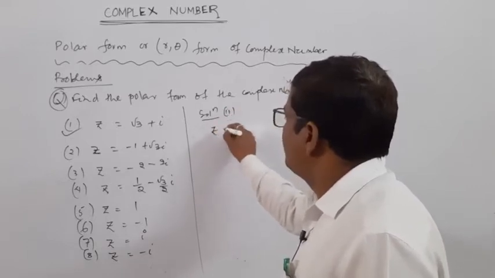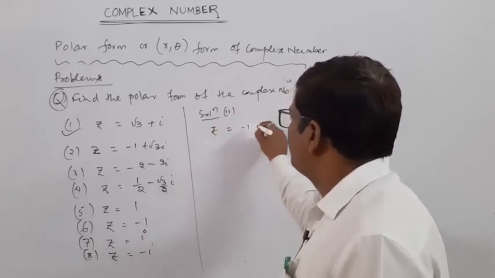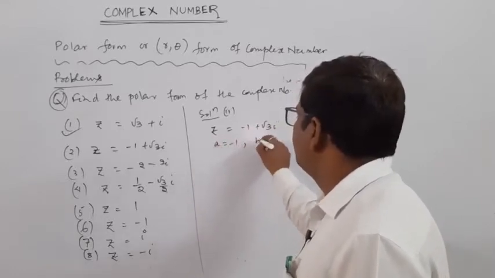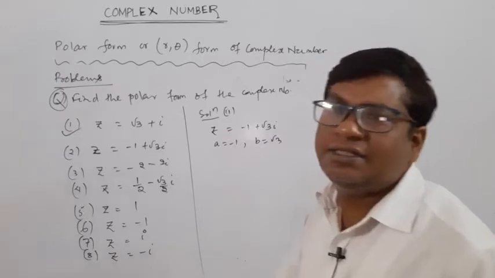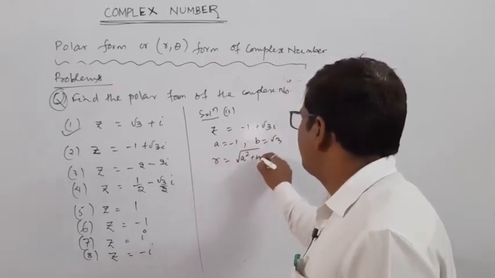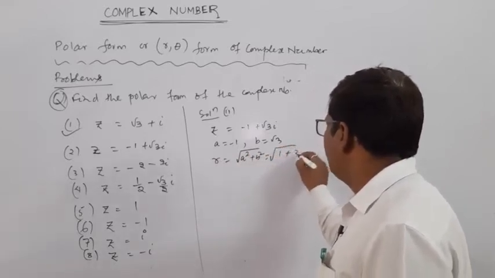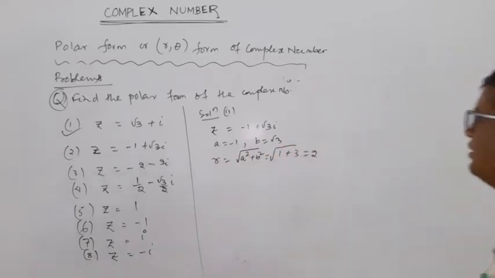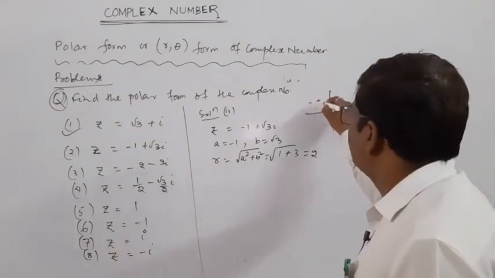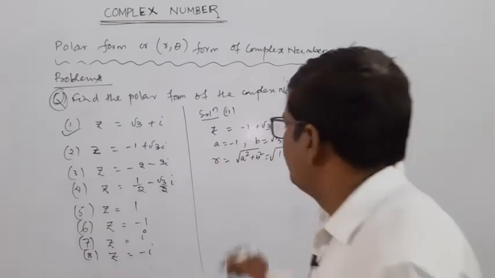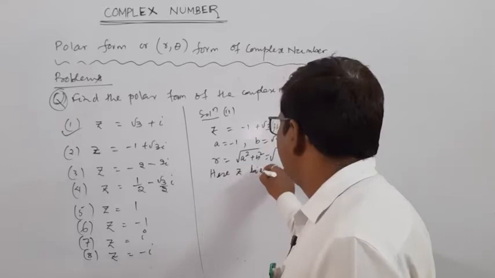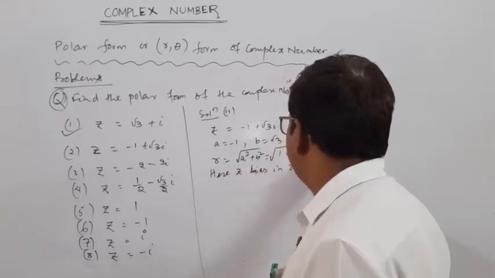So z is equal to minus 1 plus root 3 i. Here a is equal to minus 1, b is equal to root 3, and r is equal to the square root of a square plus b square, that is the square root of 1 plus 3, that is 2. Here it is minus plus, so z lies in the second quadrant.